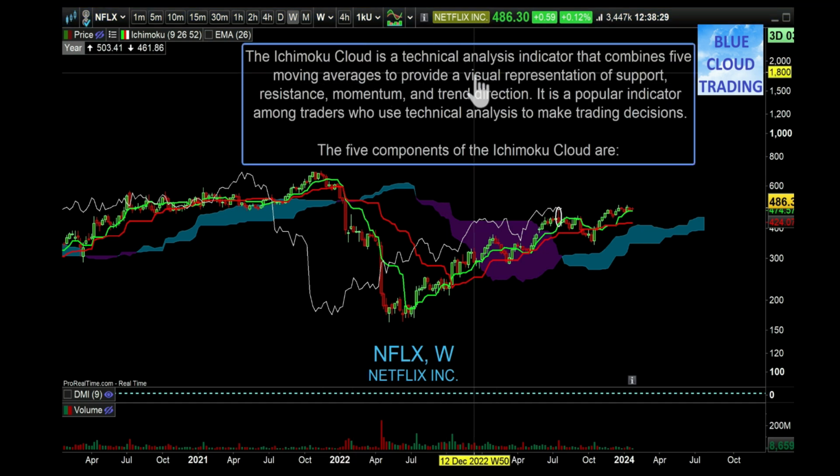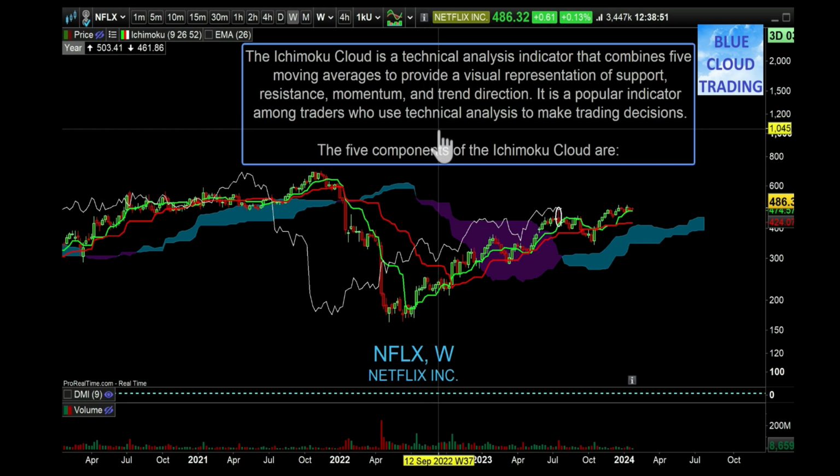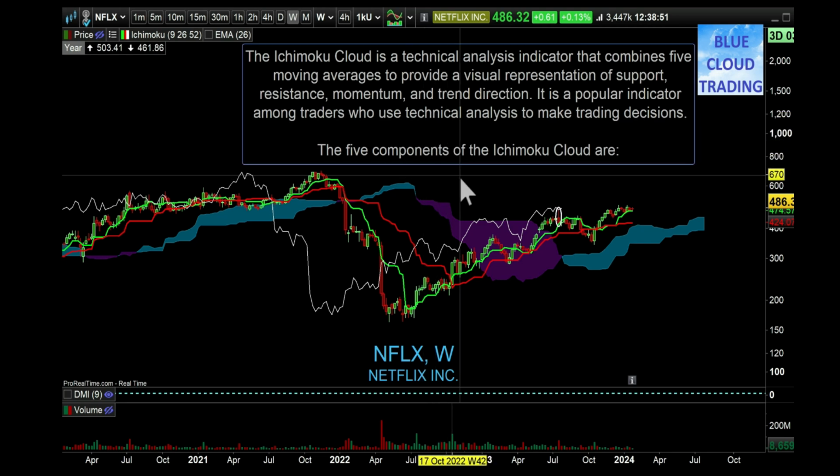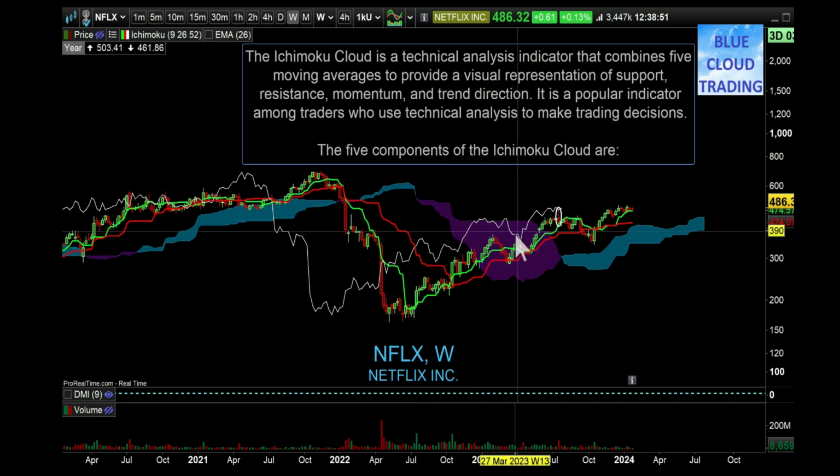It's a technical analysis indicator that combines 5 moving averages to provide a visual representation of support, resistance, momentum, and trend direction. It's a popular indicator among traders who use technical analysis to make trading decisions. And it is basically comprised of the following 5 components.